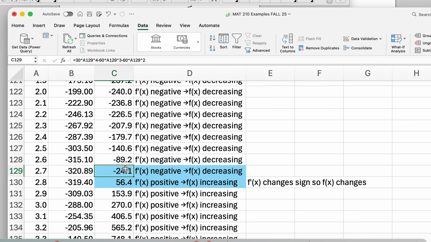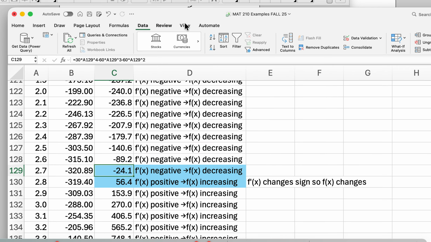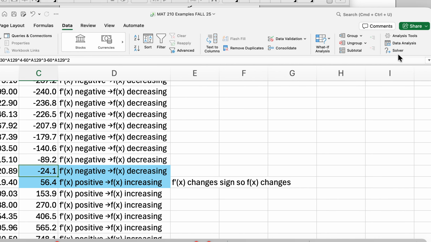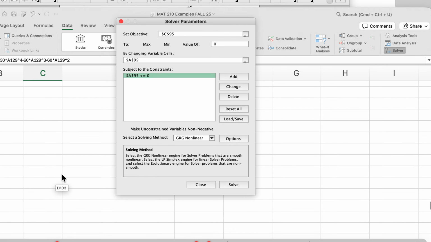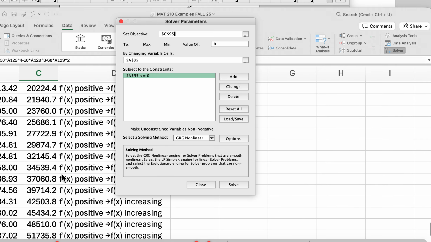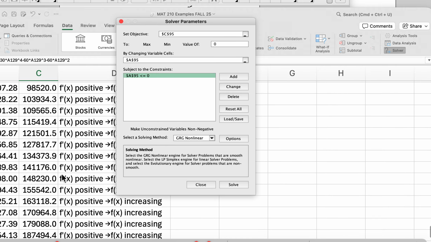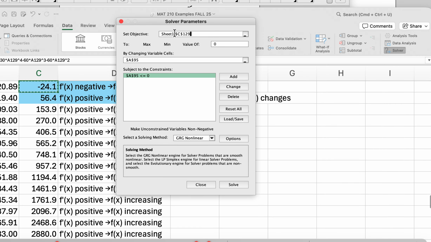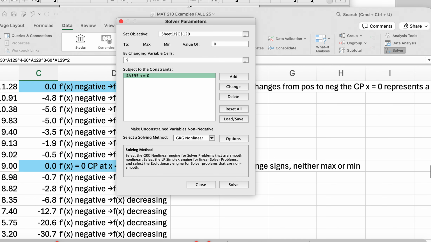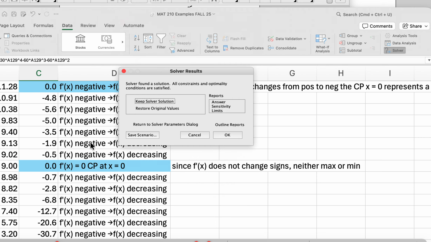So I'm going to use Solver. I'm going to find the exact x value where it equals 0. Okay, where did my cell go? Okay, I want to force that cell to equal 0, and I want to put that result right next to it in A129.